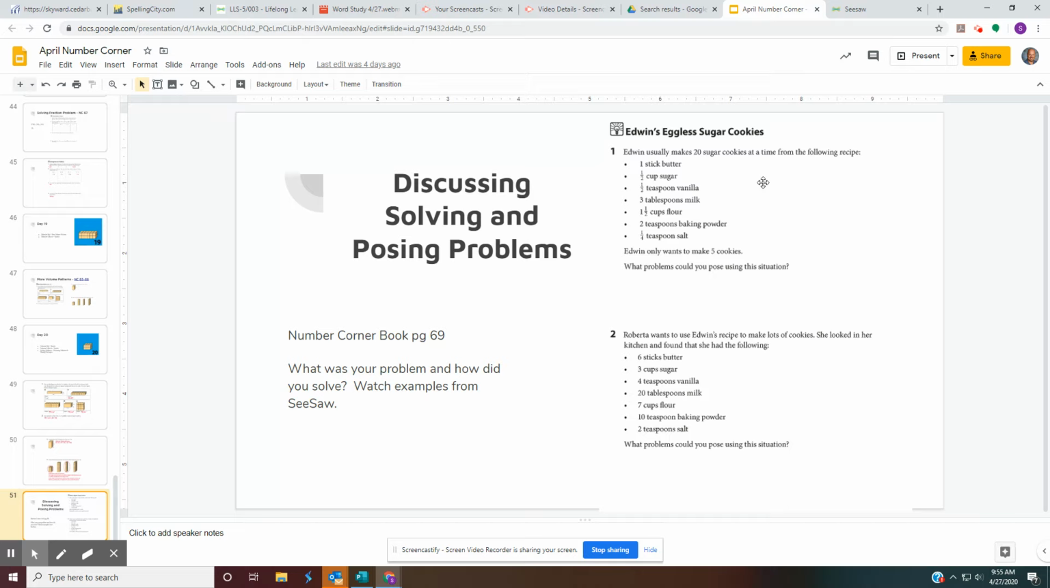And you had these Edwin's eggless sugar cookies. And if you take a look at what we are supposed to do, number one says that Edwin's batch usually makes about 20 sugar cookies. But he only wants to make 5. So he has some options, right? He can give some away, make a whole batch. But what if he only wants to make 5? So what should he do?